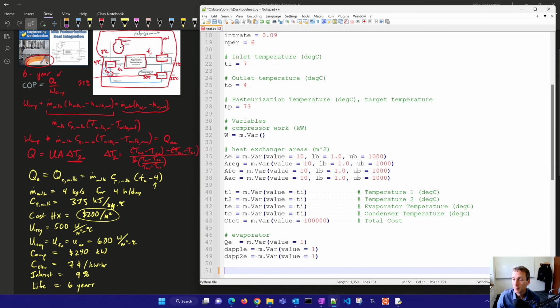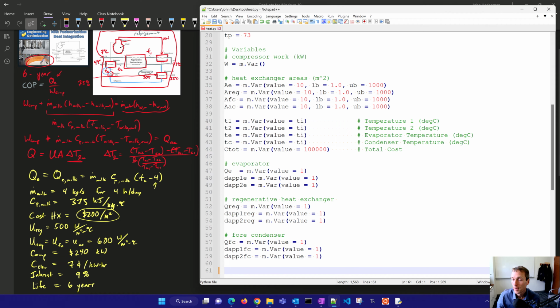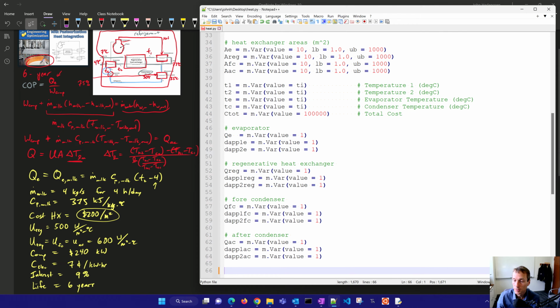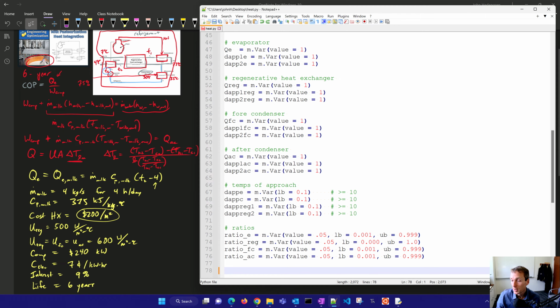Now we have our evaporator as well, and we also have the regenerative heat exchanger. These are the Q values, the heat transferred. All right, and then we have our fore-condenser as well, and after-condenser. And then here's our temperatures of approach. And I'm going to put those as a lower bound of 0.1. We have some ratios as well.